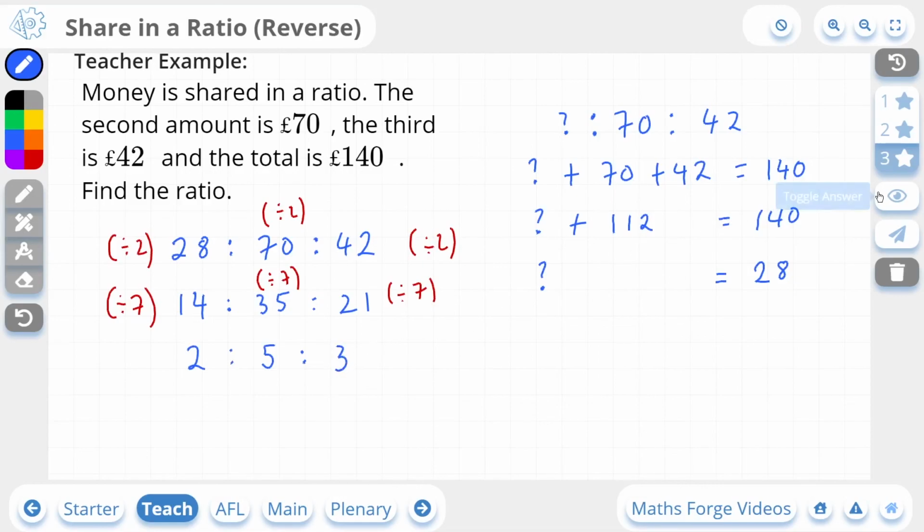And if we check our answer, there it is. And that's it for the lesson on sharing ratios in reverse.